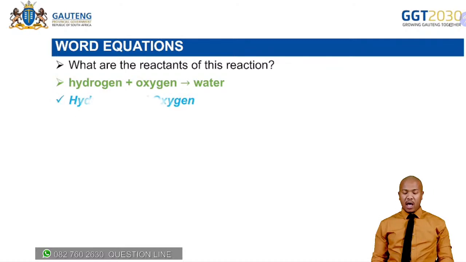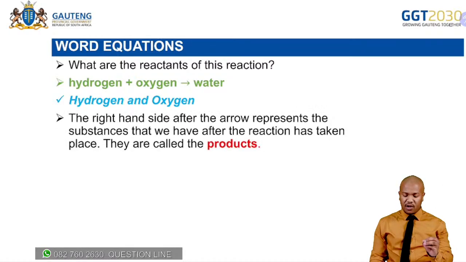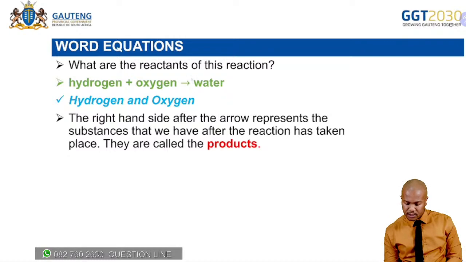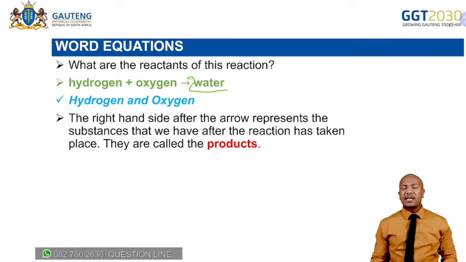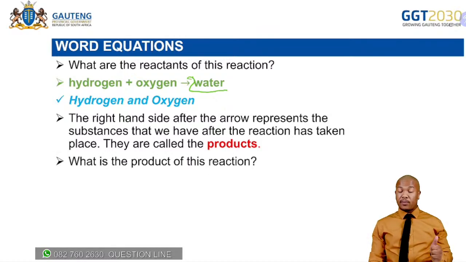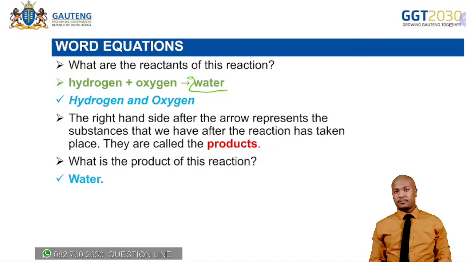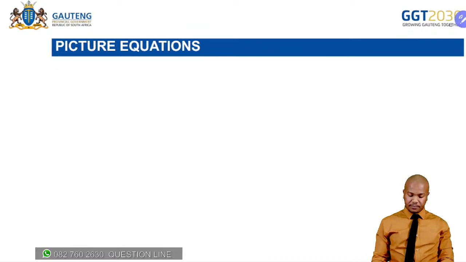And here are our reactants. It is hydrogen and oxygen. But on the right-hand side of the arrow, which is this part, that is where we find what? Products. So let me ask, what is the product for this reaction? And the answer is what? It is water. Let's carry on.